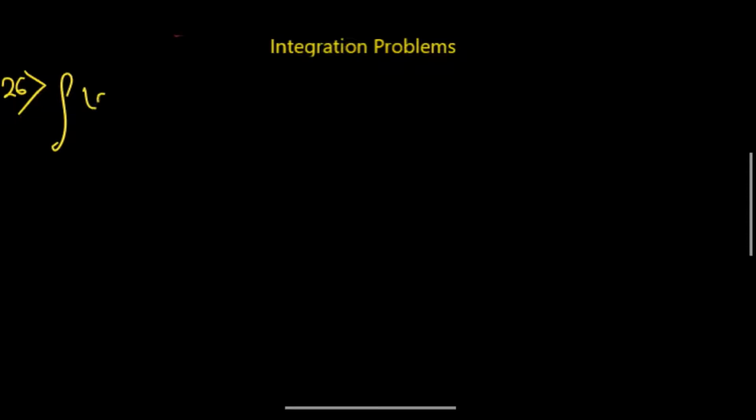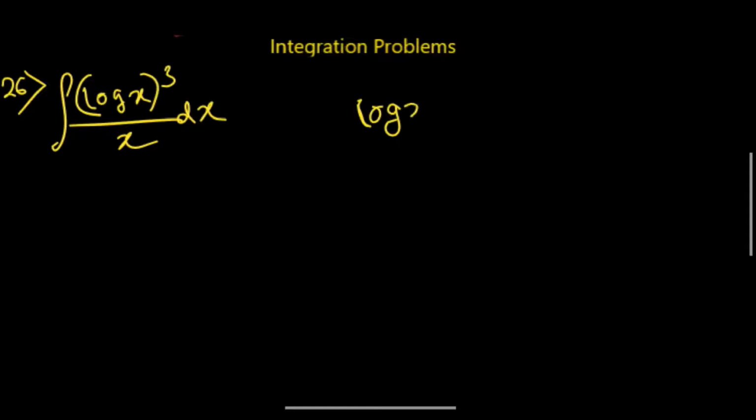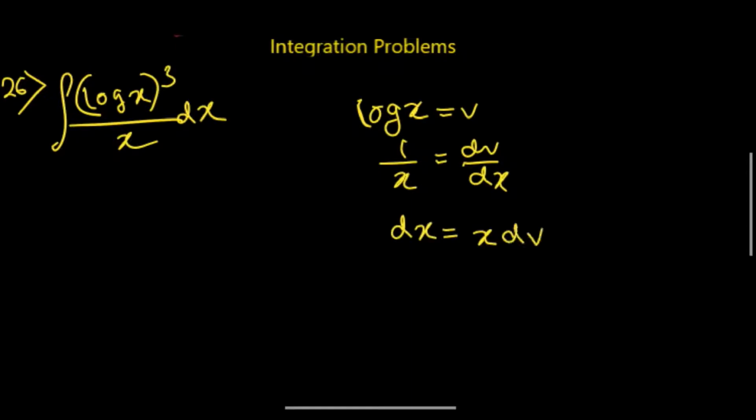Next sum: integration of (log x) whole cube by x dx. So we can substitute. Here is a shortcut. We can do this sum by standard formulas, but if you substitute it becomes easier to solve, right? So log x gives v, and obviously differentiating both sides as we have been doing in the past few sums, log x gives 1 by x equal to dv by dx. So as you can see, dx is equal to x dv.